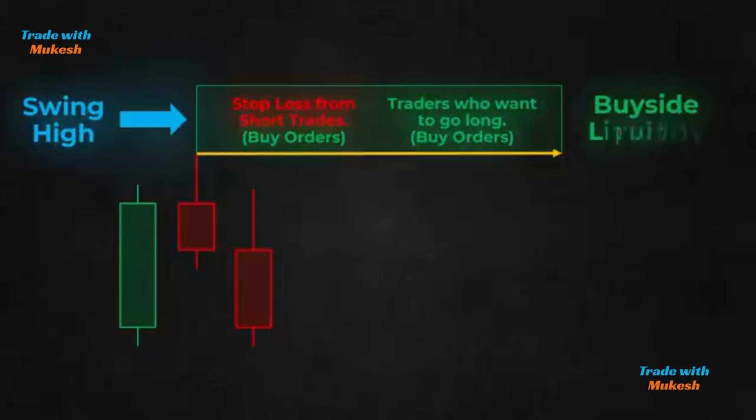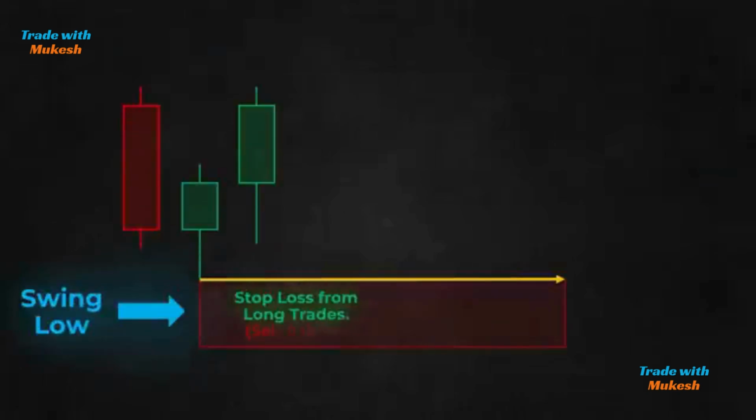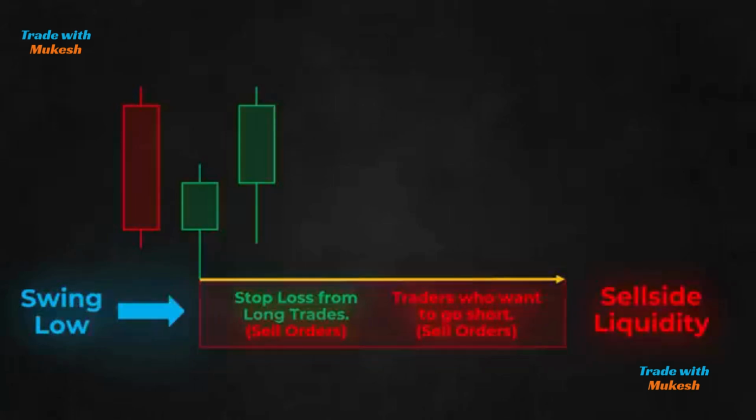Passes the swing high. In ICT terms, this level represents buy-side liquidity. Just below a swing low, there are a lot of stop-loss orders from long trades, which are sell-stop orders, and there are also a lot of sell-stop orders from traders who want to go short if price surpasses the swing low. In ICT terms, this level represents sell-side liquidity.